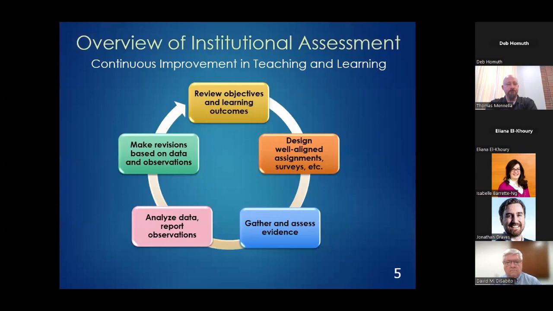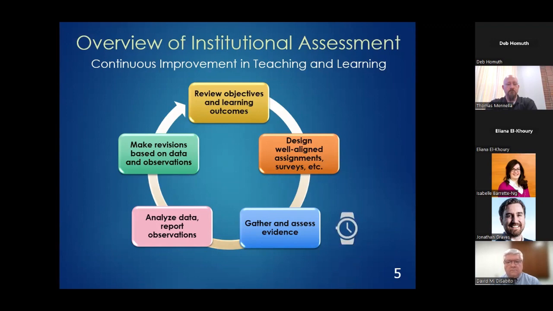When we look at the overview of assessment, obviously there's a cycle where we review our learning outcomes and objectives, try to have well-designed assignments, gather the evidence, analyze it, make revisions based on the data, and then start all over again, close the loop, and begin the process.